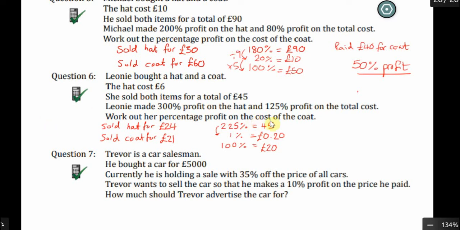Work out her percentage profit on the cost of the coat. So she bought the hat for £6, which means she must have paid £14 for the coat. And she sold it for 21. So that's an extra 50% again. It's an extra £7. Okay.